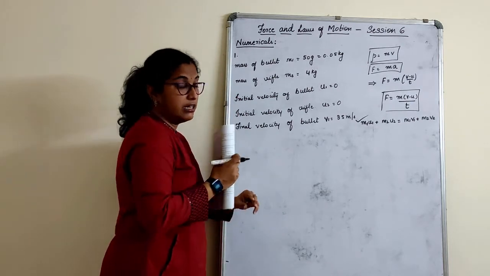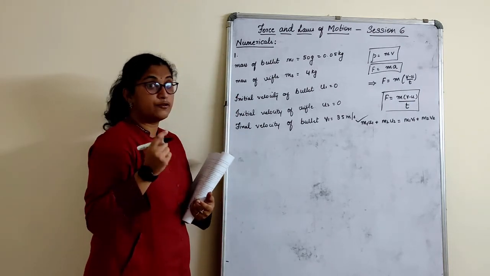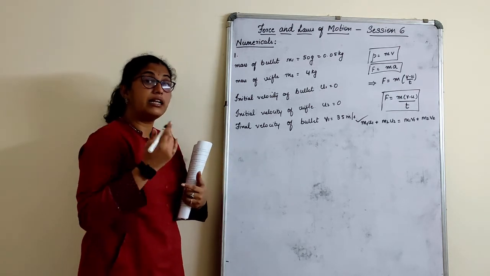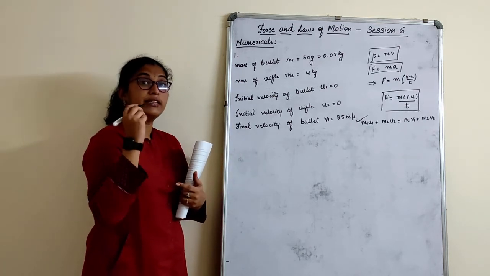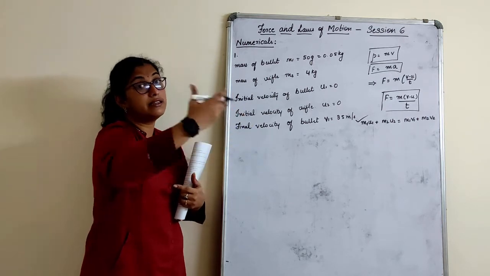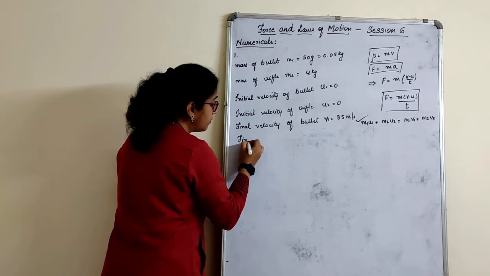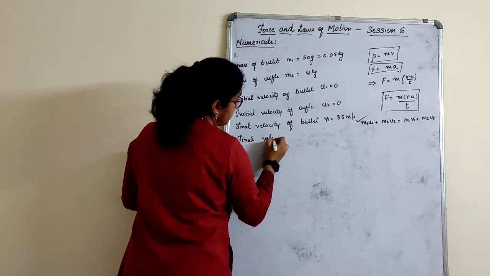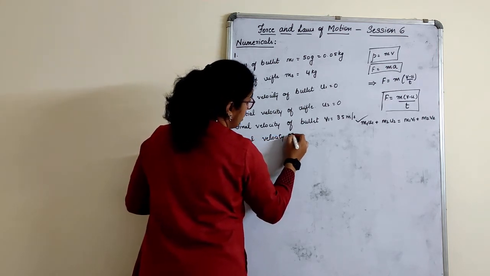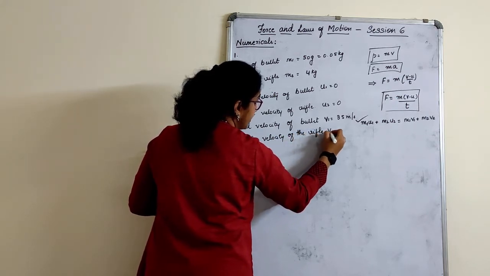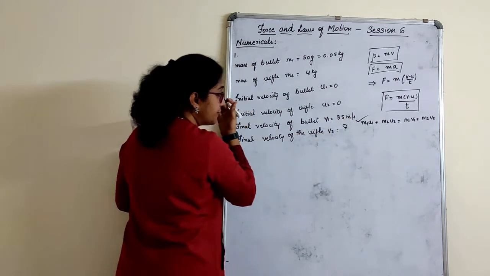Calculate the initial recoil of the rifle. Don't get confused with the word initial there. What do you mean by recoil? Recoil is what happens when the bullet is fired from the gun: the gun recoils. That is nothing but the final velocity of the rifle, v2. That is what we have to find out.